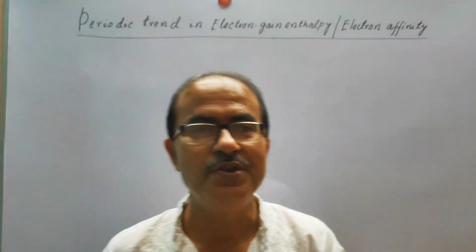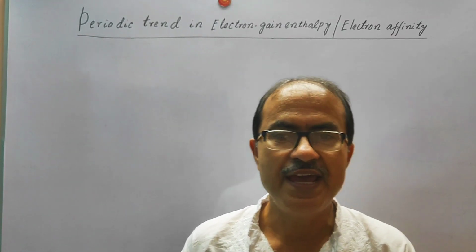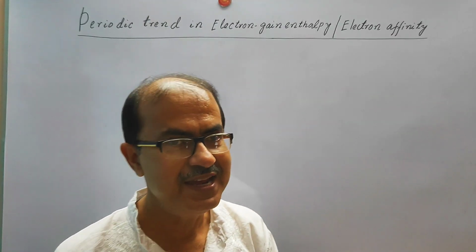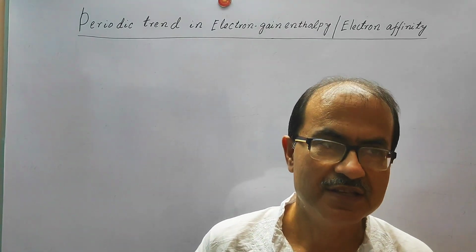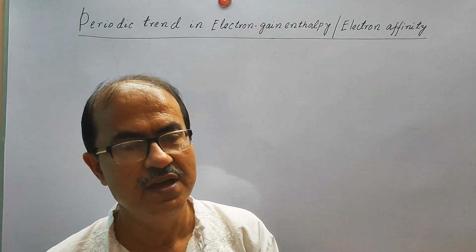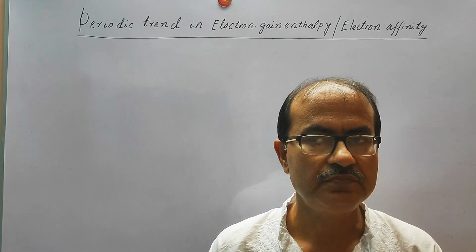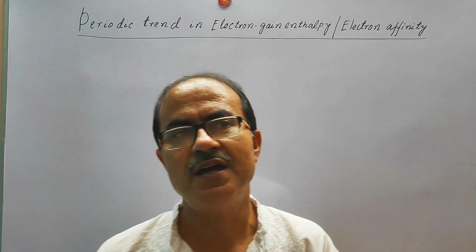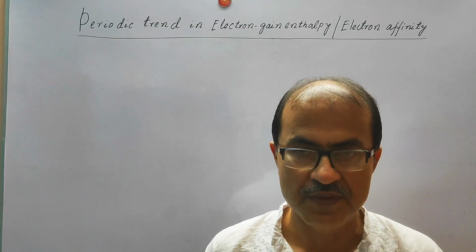In this video we are going to discuss the electron gain enthalpy and its variation in the periodic table. That is how it varies across the period and down the group. Before going to that, let us understand what is meant by the electron gain enthalpy.